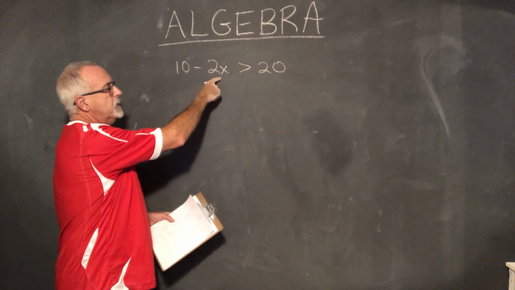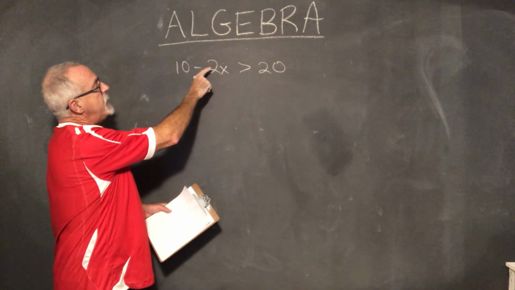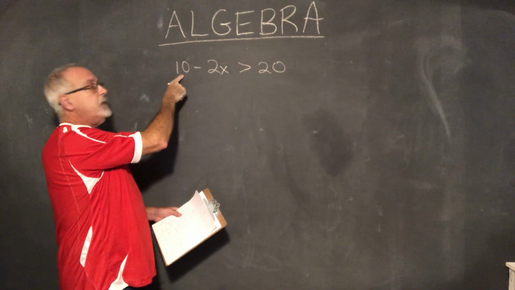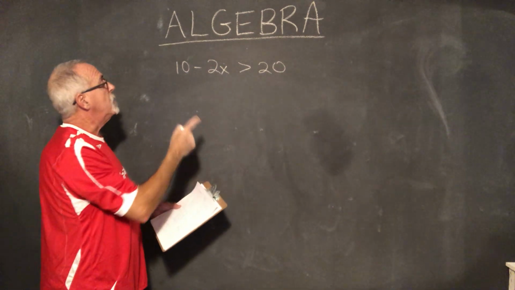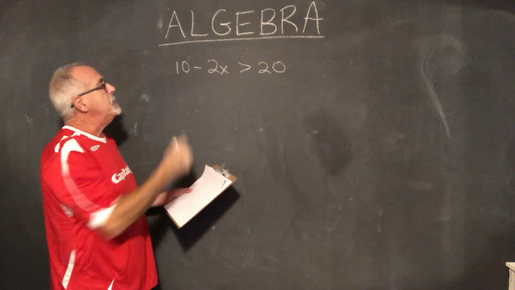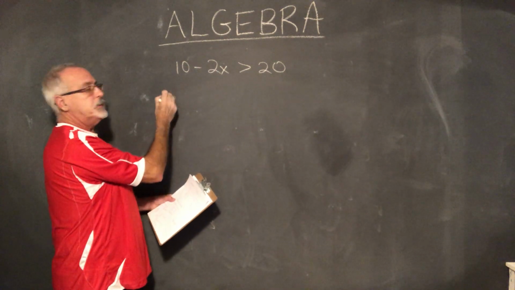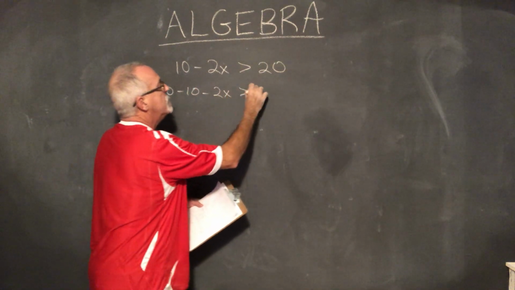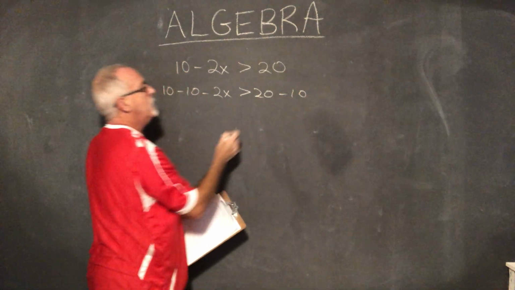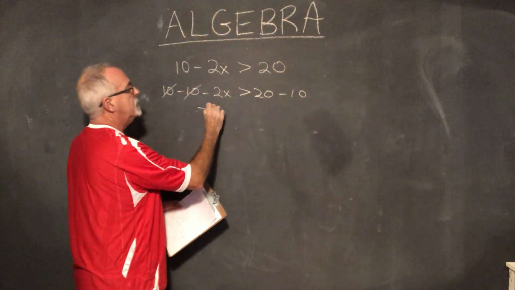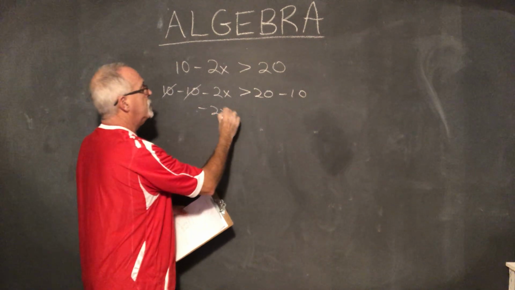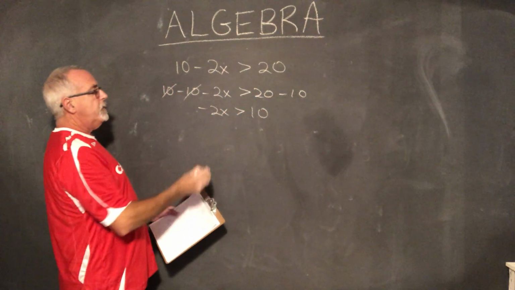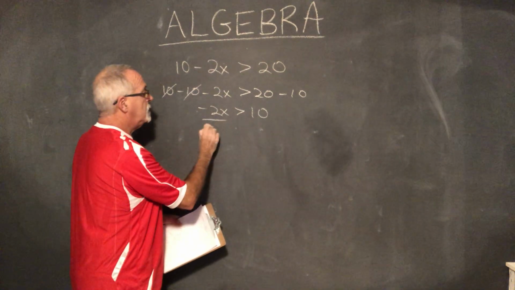Okay, so I have my term that includes the x, and it's being multiplied by a 2. And I have this 10, and the 10 doesn't have a negative sign before it, so it means that the 10 is positive. The 10 is being added to this. So I'm doing the opposite of adding. 10 minus 10, minus 2x greater than 20 minus 10. Do on one side what you do on the other. These cancel. I still have the negative sign. Do not lose your negative sign. Negative 2x greater than 20 minus 10, which is equal to 10. Now I have to divide both sides by negative 2.